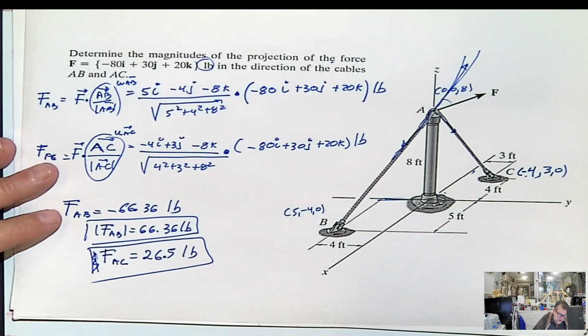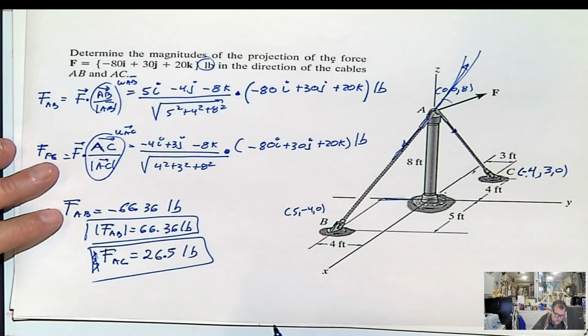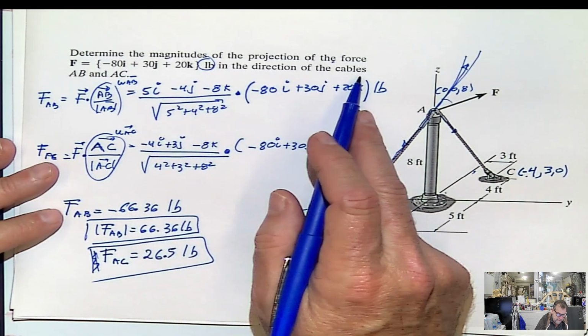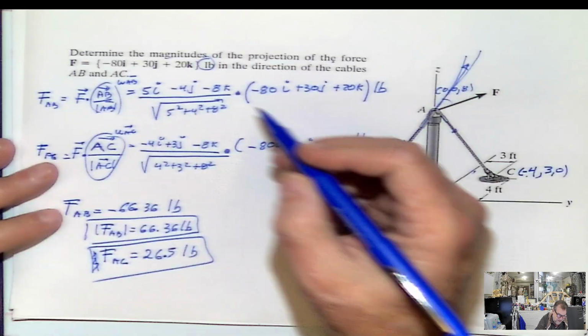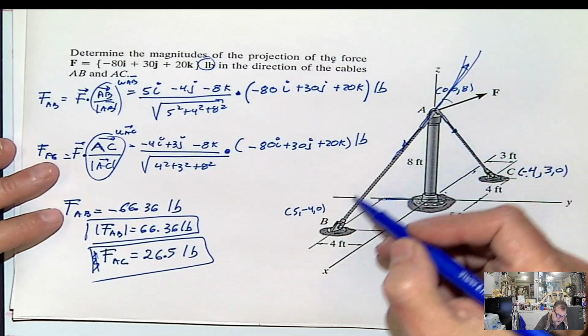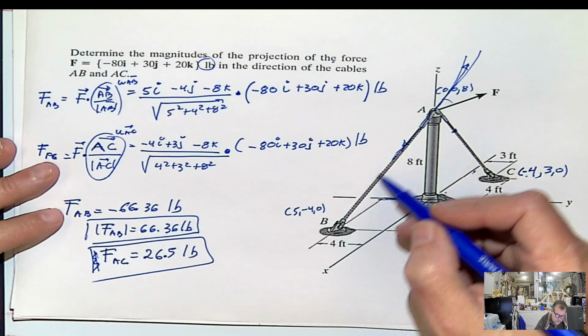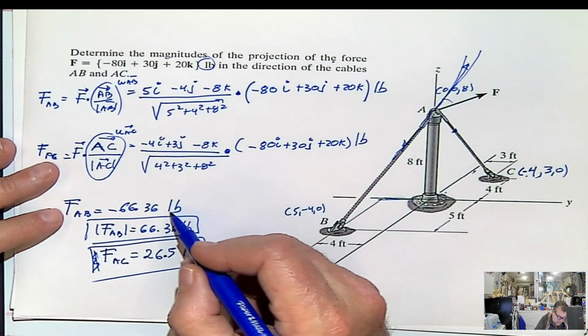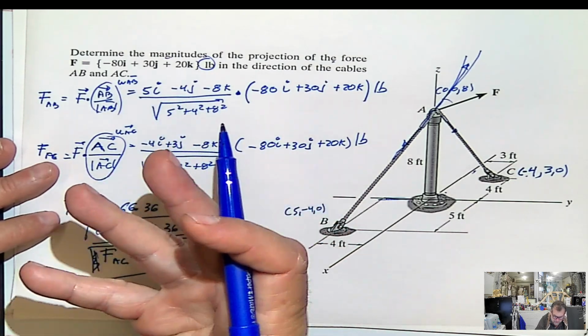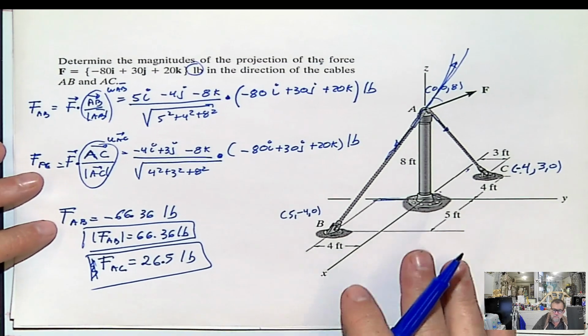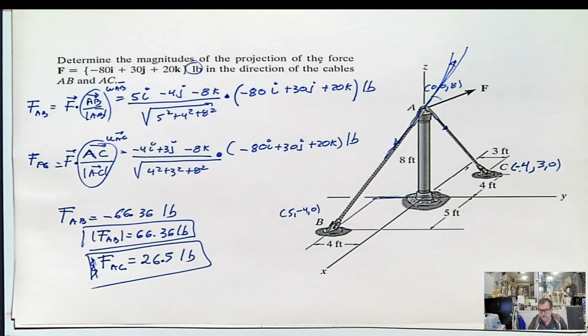I think that what the problem meant to do was probably ask in the direction of the cables BA instead of AB, because if it was BA, yes, this will be positive then, because the unit vector will be flipped accordingly. But anyway, this problem is correct in the way it is, and you know what the negative sign means. A lot of people don't know what that means, but you do.